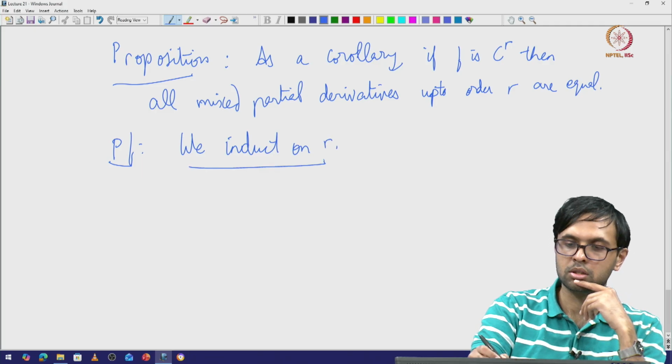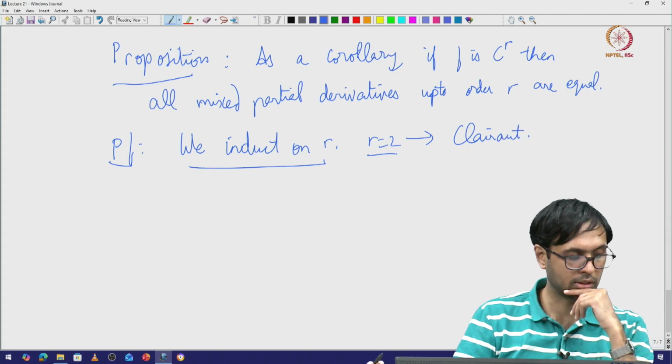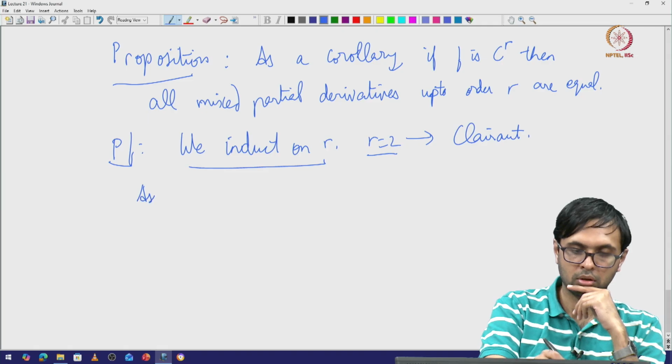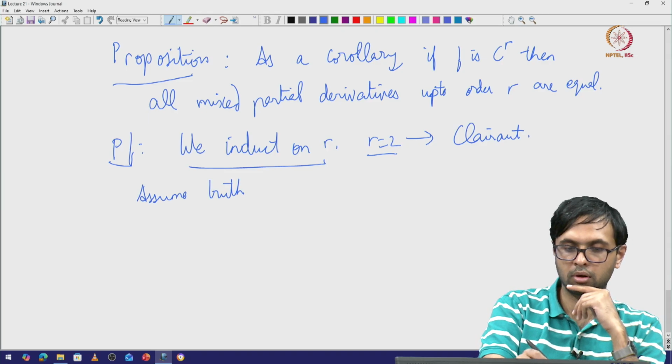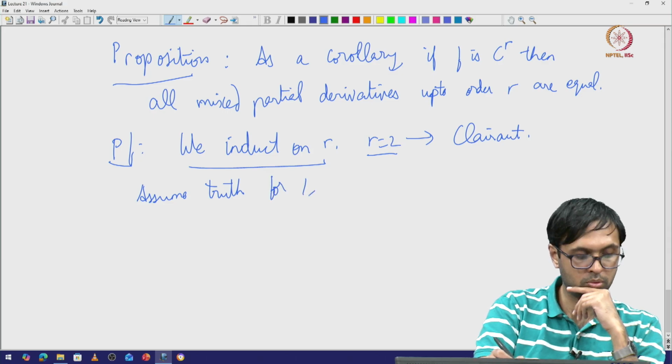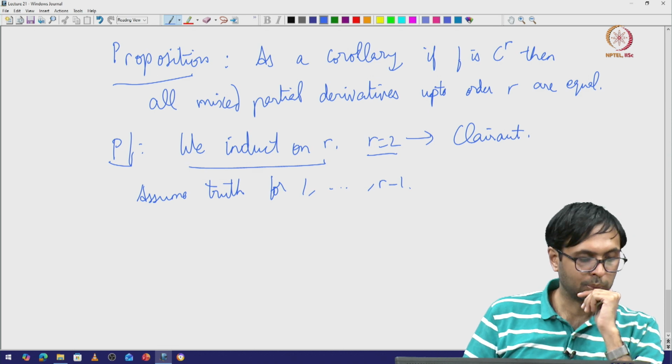Right? So r equals 2, that is the base case, is Clairaut's theorem. So we've already proven Clairaut's theorem. Assume the truth of this proposition for 1, 2, and so on until r minus 1. So what would that mean?